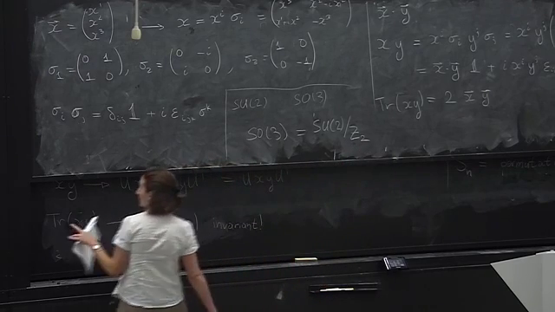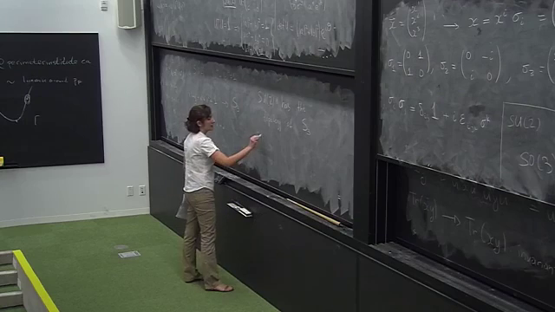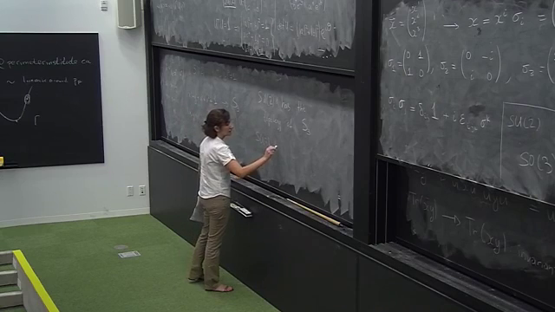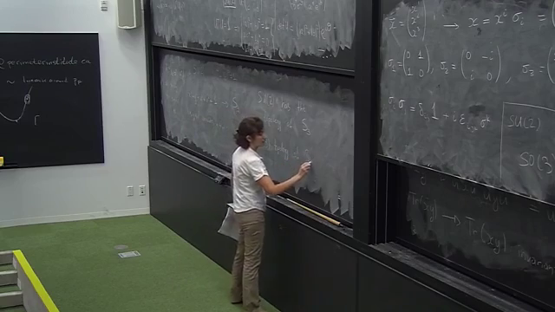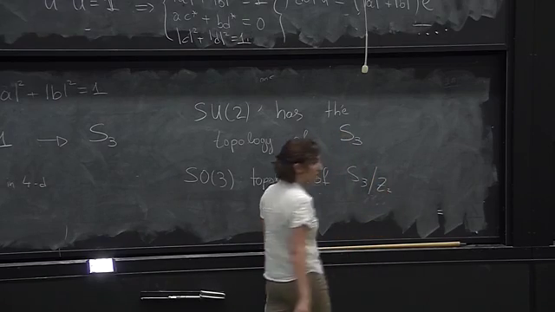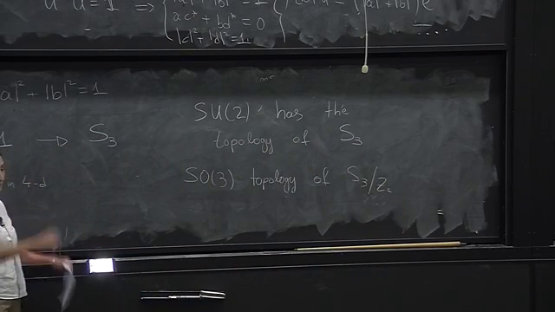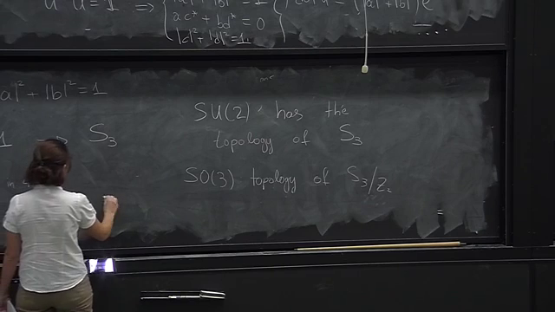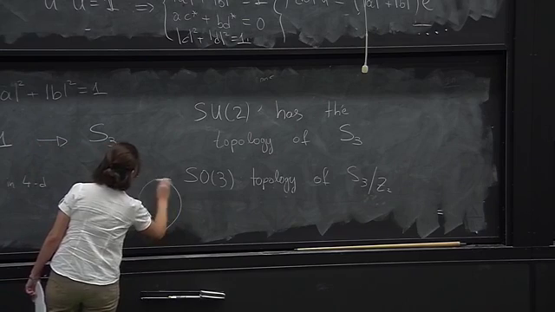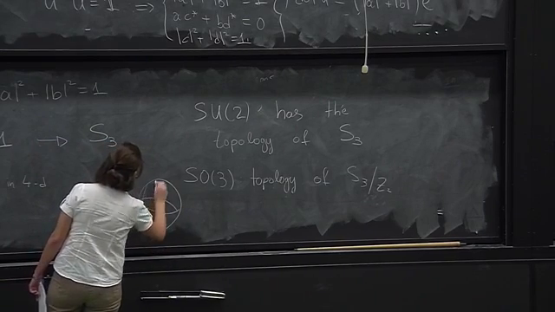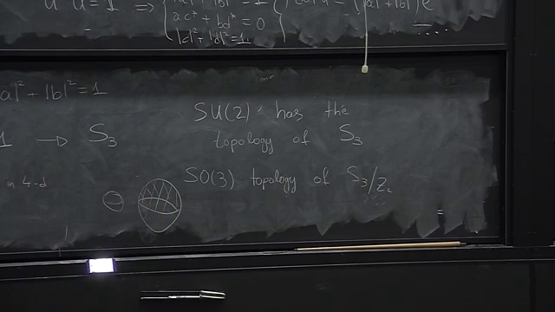And if you want to use the topology of SU2, SO3 will have the topology of S3 divided by Z2, which means that SO3 has the topology of a half sphere only. You will only get half hemisphere. I'm not very good at drawing, but SO3 has the topology of only an upper hemisphere. It's also not simple.